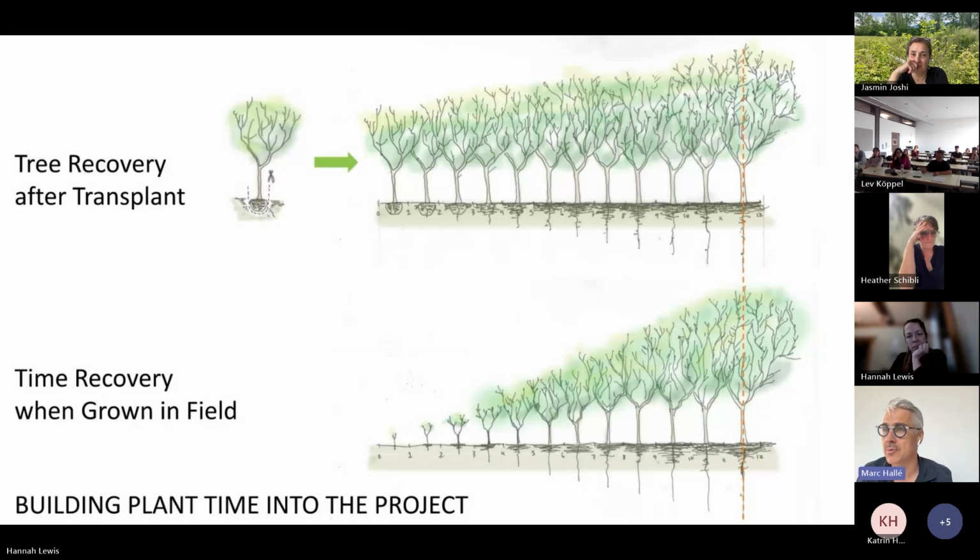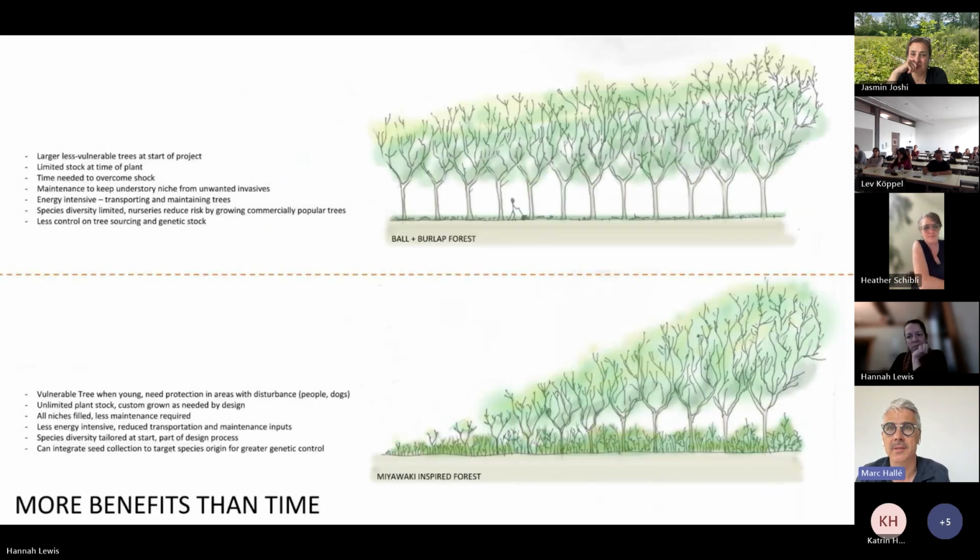So if you look, for example, at the same time span, same number of years, a tree planted small will catch up to a tree planted big in a very short period of time. But there's a lot of other benefits to this. For example, the roots adapting in situ to the site. But if you look at the next slide, there are other benefits that are important as well.